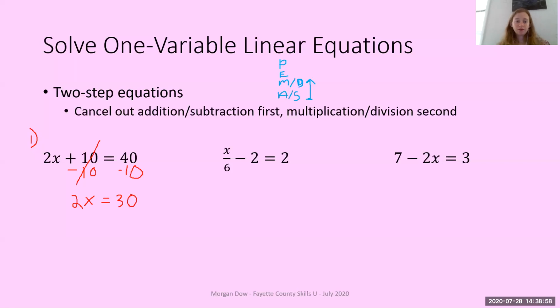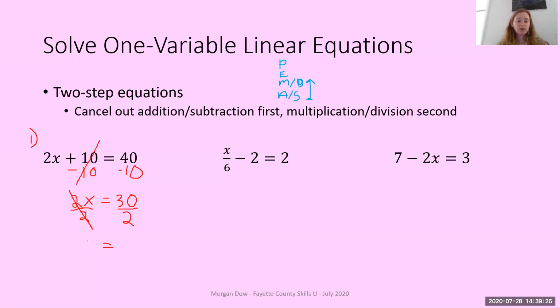So the addition's gone, and now all I have to worry about is this multiplication. How do we cancel out multiplication? We do it with division. 2 divided by 2 is 1. 1 times x is just x. So effectively the 2's cancel out. Come over to the other side and do exactly the same thing. Divide by 2. Bring down the equal sign and think about what we have remaining on each side.